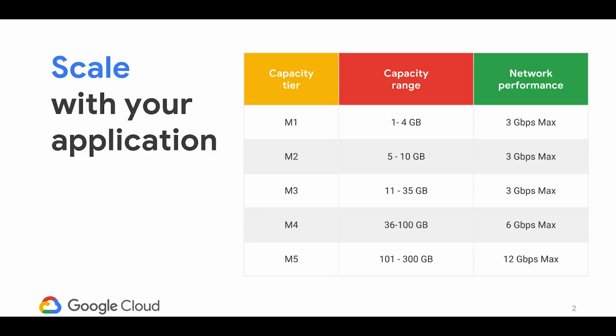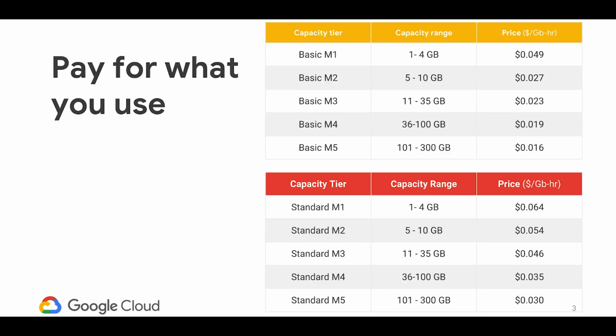As you can see, the M1 capacity tier gives you 3 gigabits per second, while M5 gives you about 12 gigabits per second. Also, with respect to pricing, you get a wide range of pricing options that allows you to choose the right tier for you. So as you can see, basic M1 is less than 5 cents per gigabyte hour, and the standard instances are a little bit more. Basic tier is ideal if you want to have a low-cost, simple Redis cache.